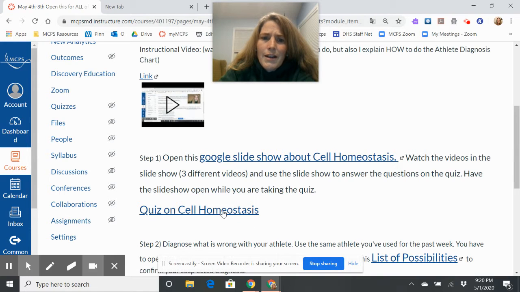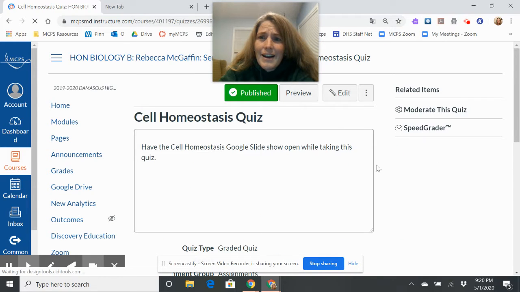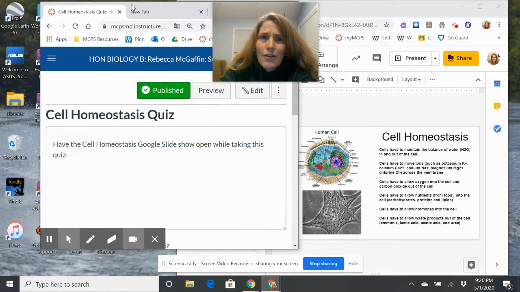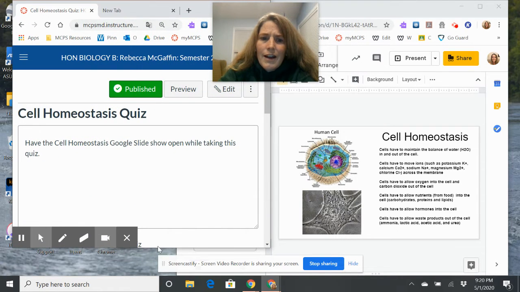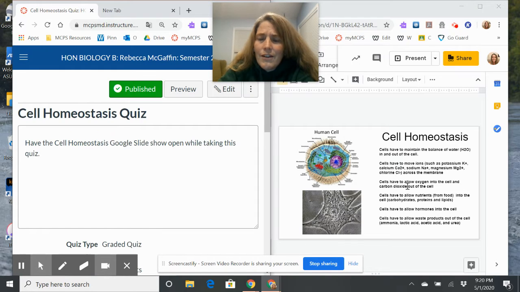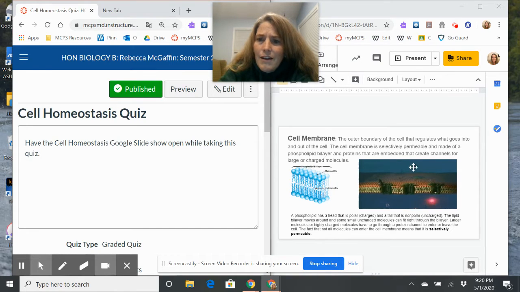So I would recommend that when you're taking the quiz, you have your screen ideally side by side if you can. So minimize it and have it over here, and then have the slideshow on this side. And I'm not going to open up the questions, but the answers to the first question are right here on this slide. And then the next one.